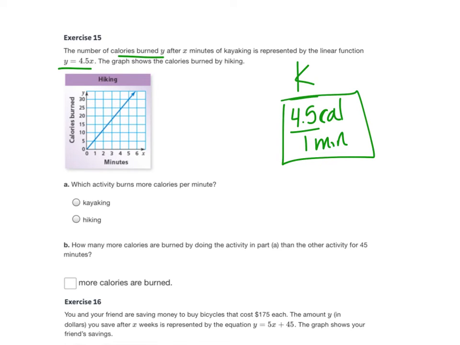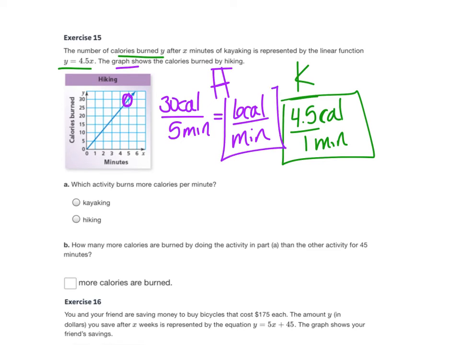It says the graph shows the calories burned by hiking. So if I look at this graph, it's hard to be completely accurate with what that value is after 1 minute. So I'm going to use this value right there, which is a perfect intersection. You can see that you're burning 30 calories after hiking for 5 minutes. So 30 divided by 5 is 6 calories per minute. So that is for hiking. Which activity burns more calories per minute? Well, now we can tell it's hiking.